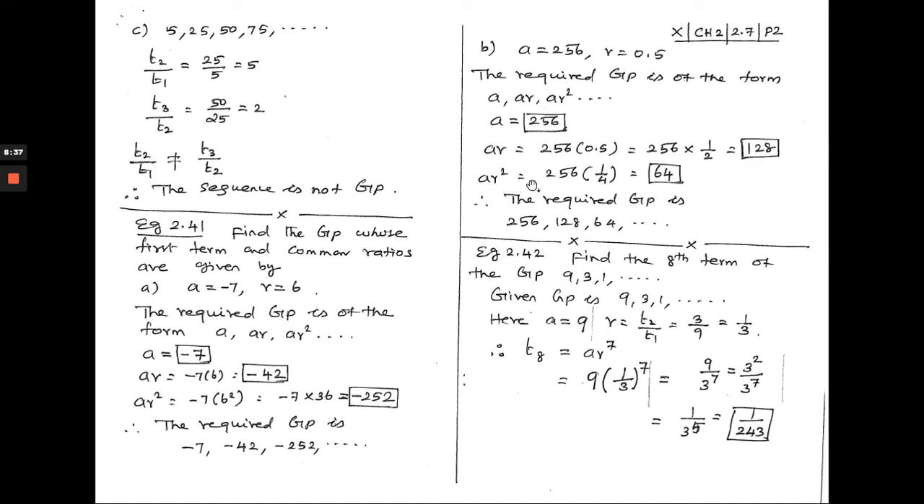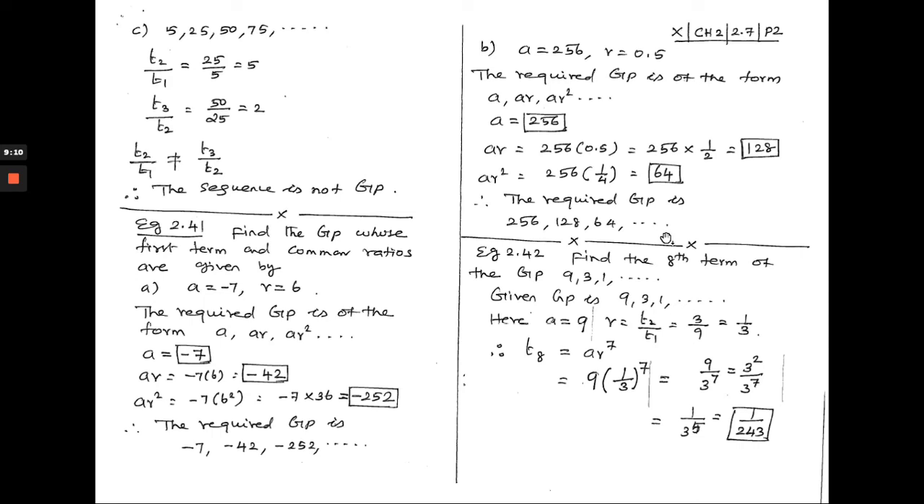Next, ar squared. a is 256, r is 1 by 2, so r squared is 1 by 4. Now cancel 256 by 4, which gives 64. Therefore, the required GP is 256, 128, 64, etc. So, to find a GP, we have to use the general form of GP, a, ar, ar squared.